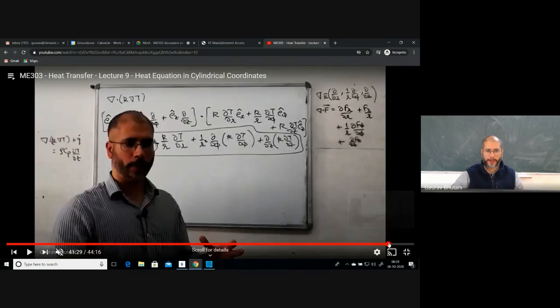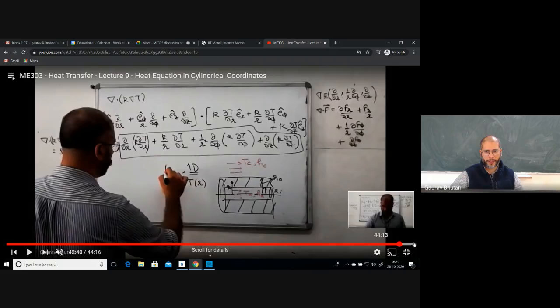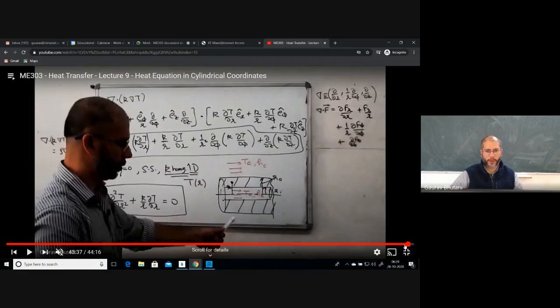So ultimately, all we were left with was these first two terms. The first one was del by del r of k del T by del r, and the second one was k by r times del T by del r. And this equation is what we then applied to the problem of the insulation over a pipe carrying hot oil.